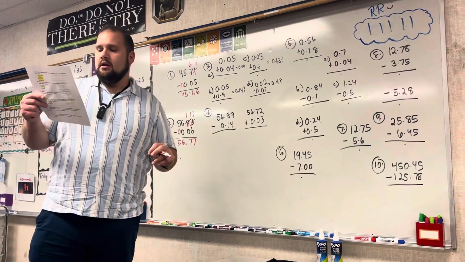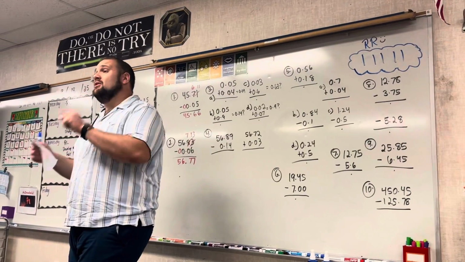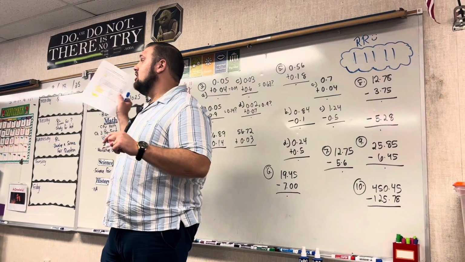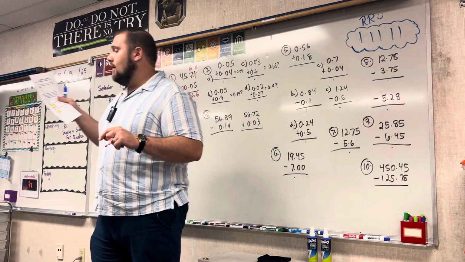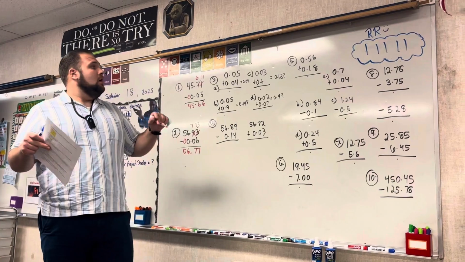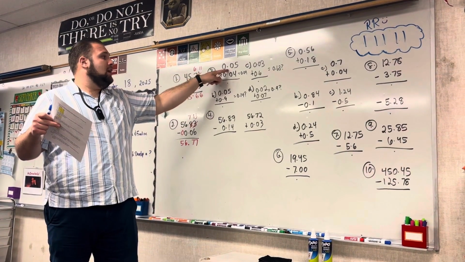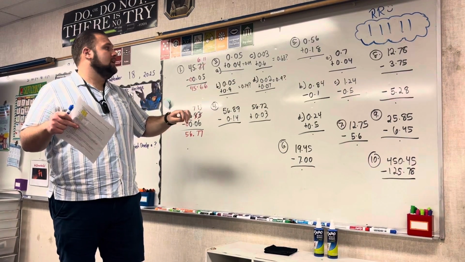Number 3 is a select all that apply. You will see something like this on your state test, which is why I put it here. You might also see something like this on your FIAB that you're taking next week. So what they're asking you to do is say which of these equations are correct. So the first one is 0.05 plus 0.04. Does it equal 0.09? Well, let's find out.